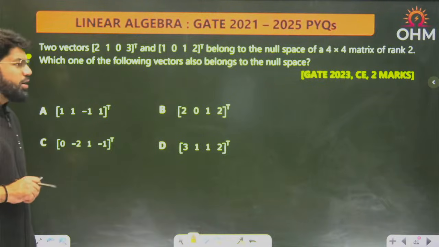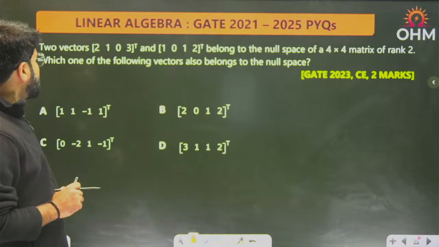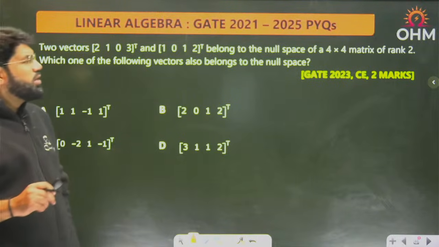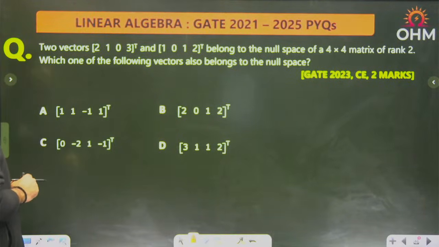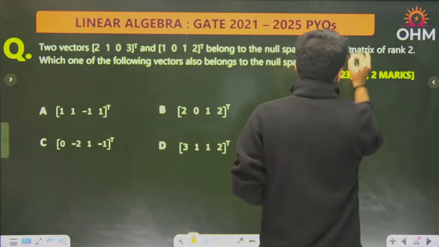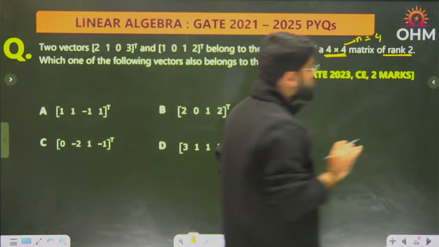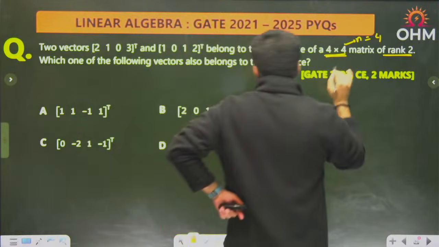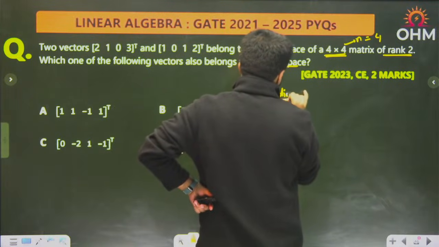Now see here, GATE 23 Civil, 2 marks question. Two vectors, (2,1,0,3) transpose and (1,0,1,2) transpose, belong to the null space of a 4 cross 4 matrix of rank 2. Which of the following vectors also belong to the null space? Now listen, there is a 4 cross 4 matrix. So what is n? Number of columns is 4. The rank of the matrix is 2. In such a case, how many independent solutions will there be? They talk about null space. What will be the dimension of the null space?